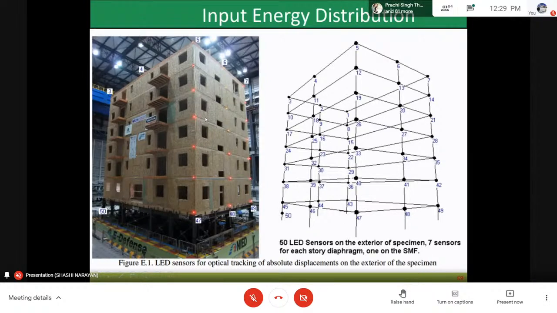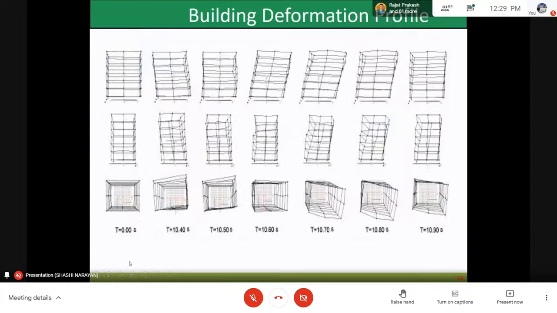These are the LED, the lighted portions. These are the locations of LVDTs so as to get the modes of the vibration. LVDT sensors have been used. These are the different modes which have been observed on the shake table.